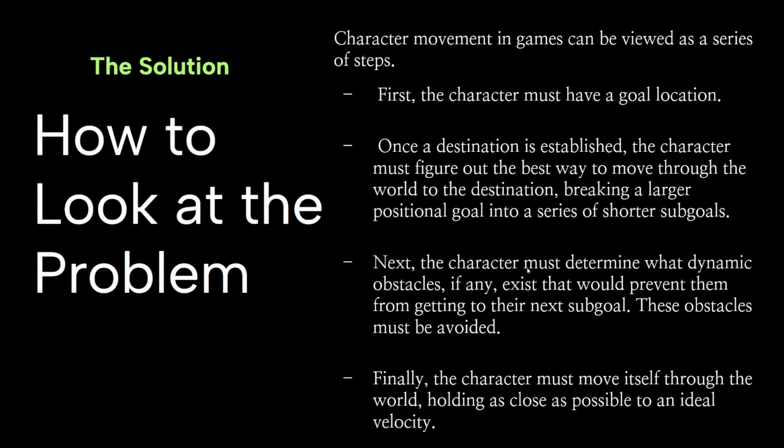And then the character has to determine if there are any dynamic obstacles that would prevent them from getting to their next sub goal. And then they have to get around those, but they also need to make sure they don't just run in the opposite direction, right? They have to keep their general path towards that sub goal or towards the target goal. And then finally, the character has to do all of this while trying to stay as close as possible to their ideal velocity. So whatever velocity their upper AI has decided, right?